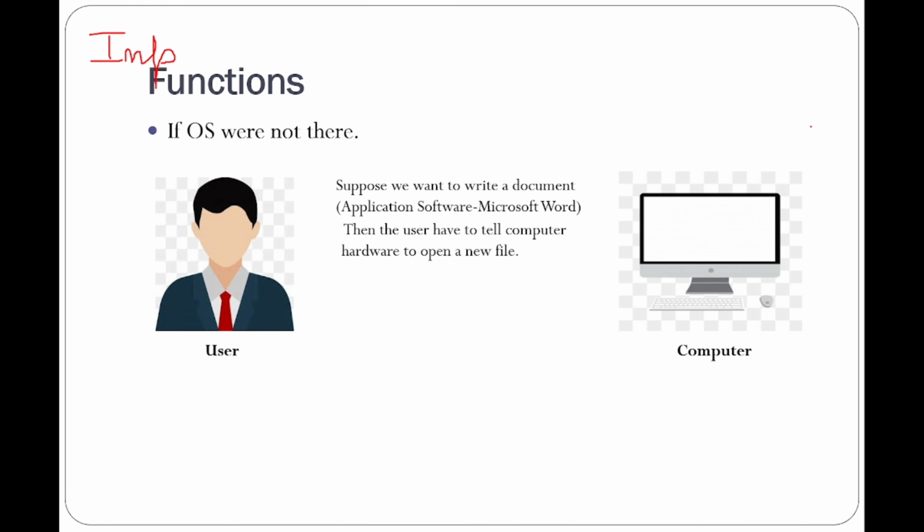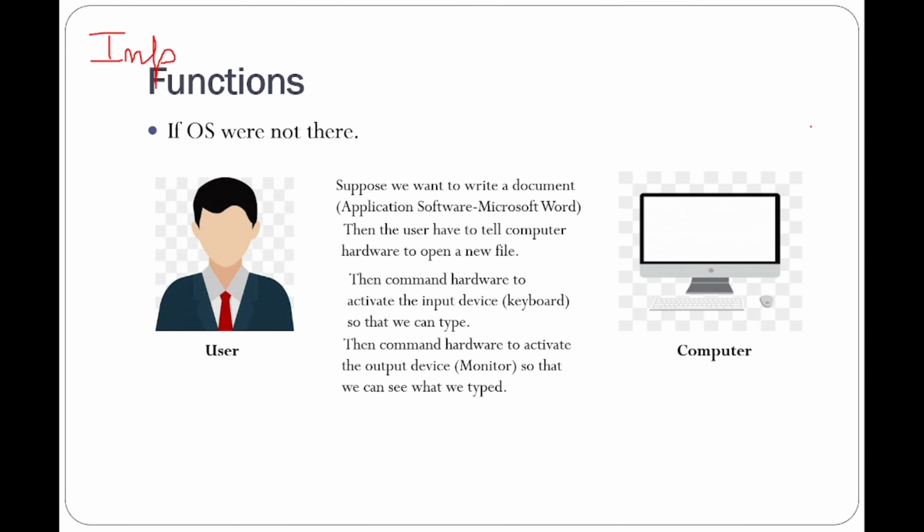First you have to tell the computer to open a file, then command the hardware to activate the input devices. In order to write something, we need an input device, that is the keyboard. If the operating system was not there, then the next command would be given to the hardware: please activate the input device so that we can type. After that, we would activate the output device, that is your monitor, so that we can see what we have written on that document.